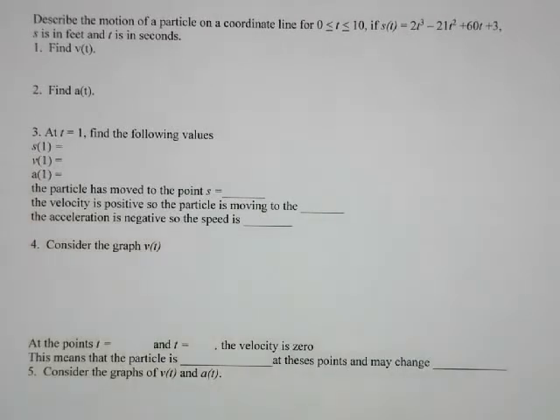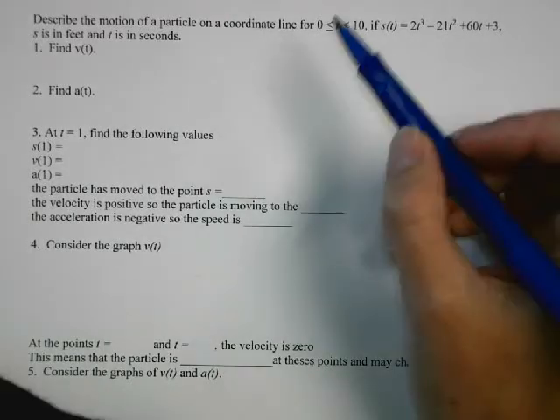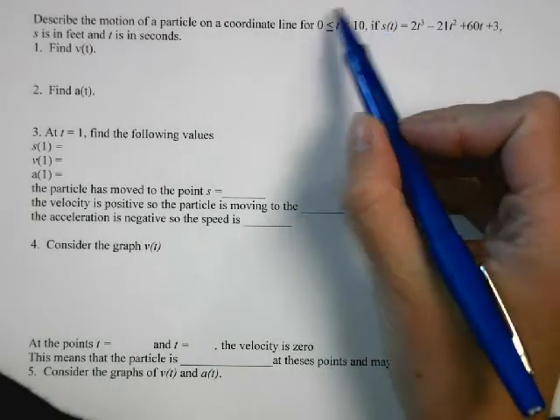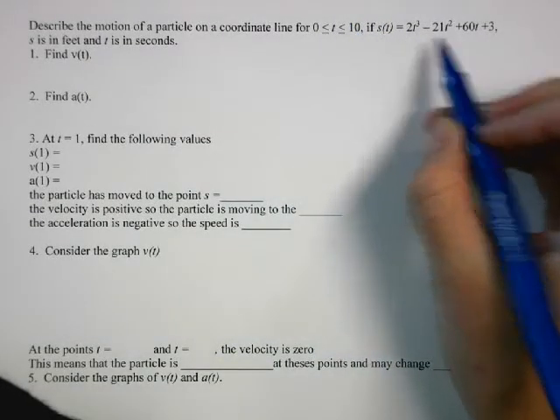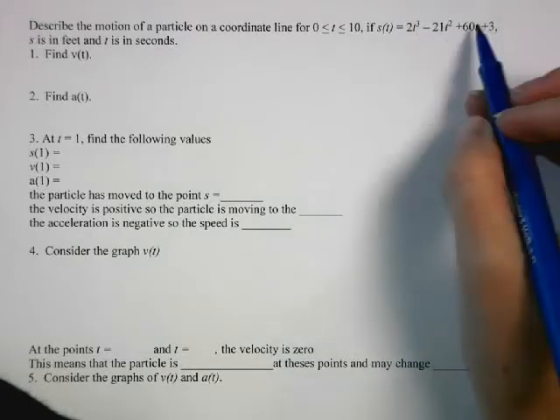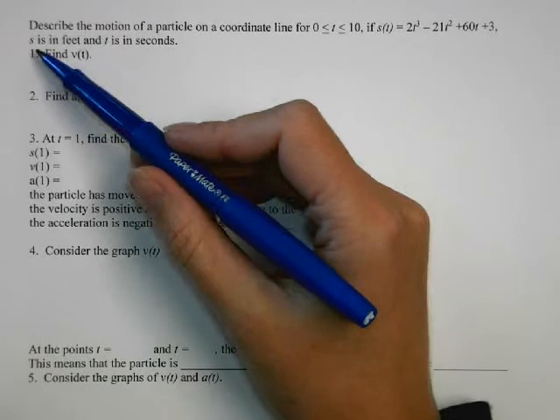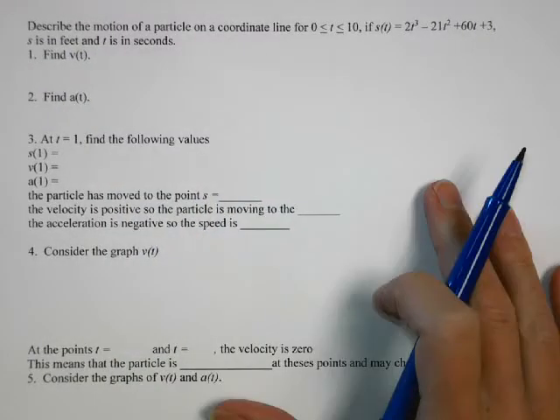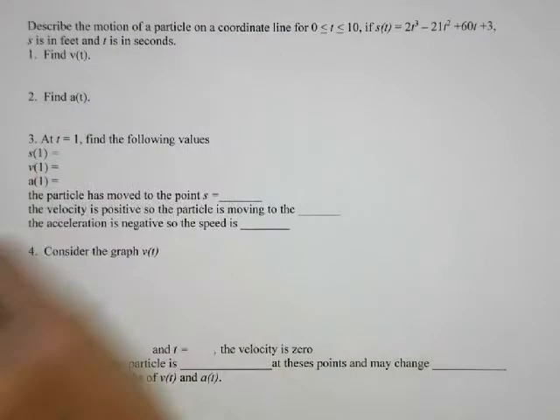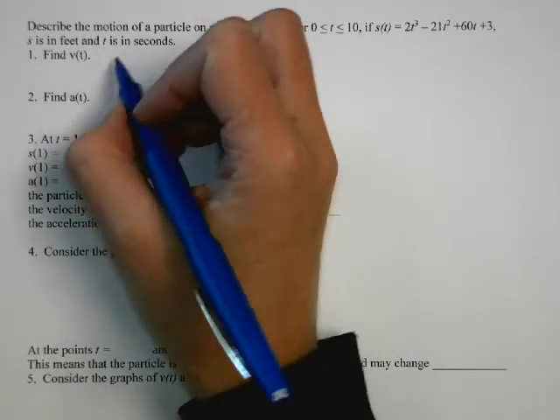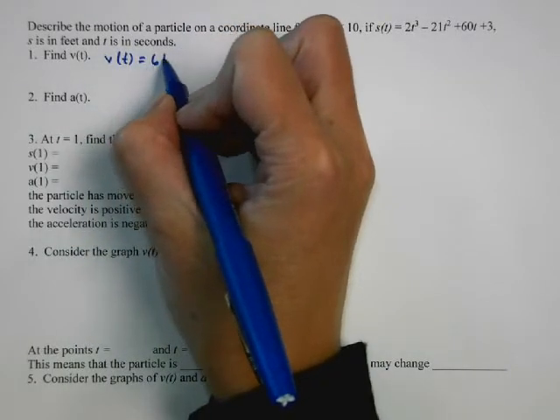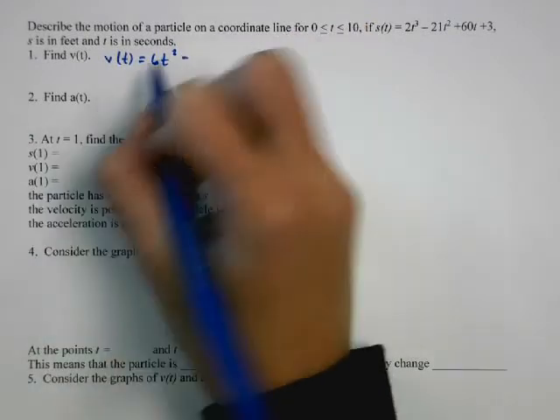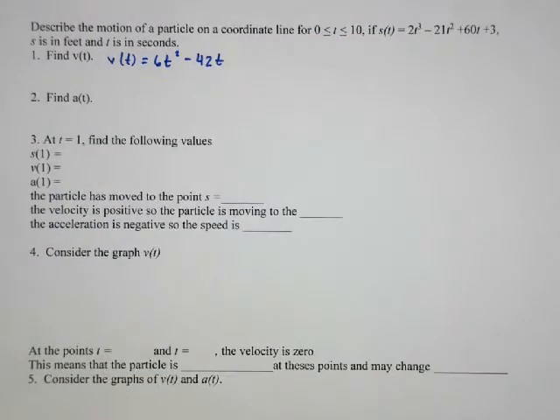All right, so on the next page, describe the motion of the particle for 0 less than t less than 10. That's usually important information. If our position, f of t, is 2t cubed minus 21t squared plus 60t plus 3, where s is in feet and t is in seconds, we're going to find velocity and acceleration using derivatives. So v of t is going to be the first derivative of position, which is 6t squared minus 42t plus 60.